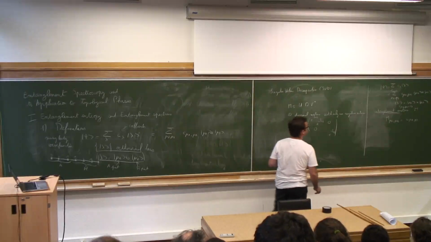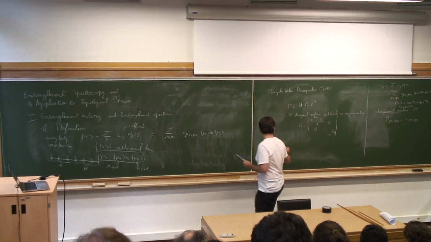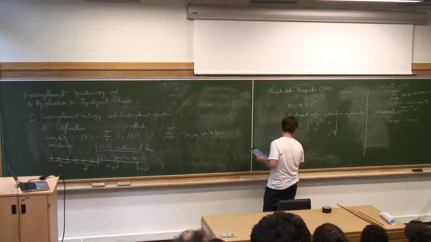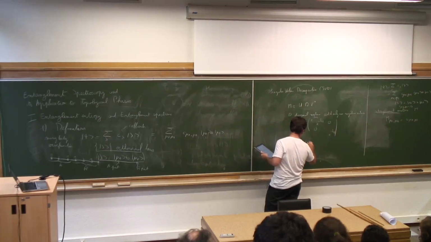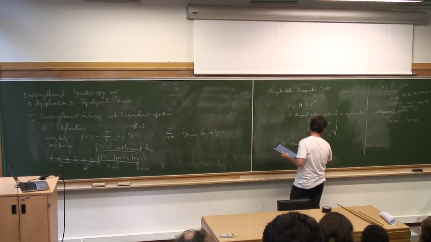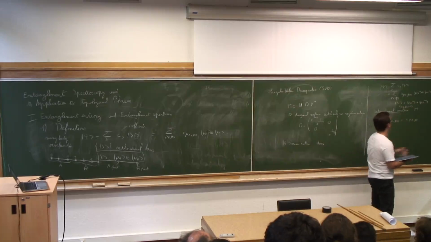So the dimension, let's see. U is a square matrix which has the size, the dimension of the space spanned by the states mu A.